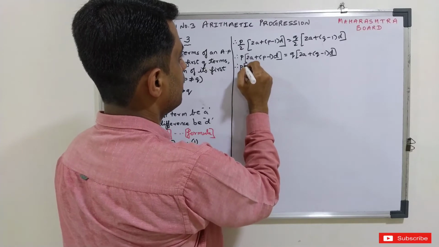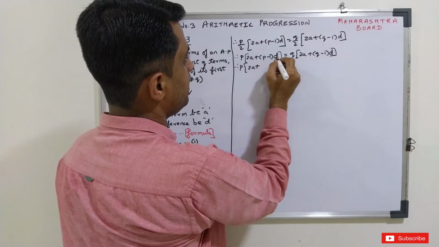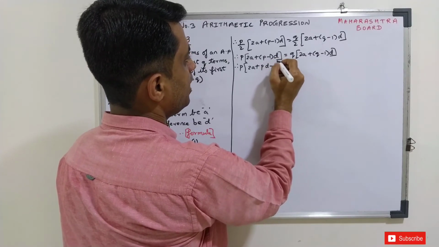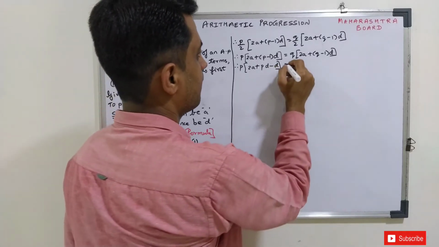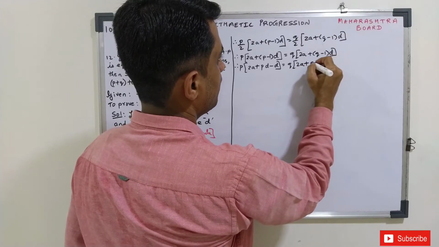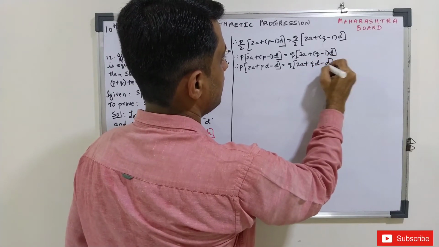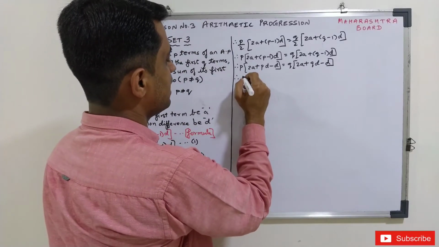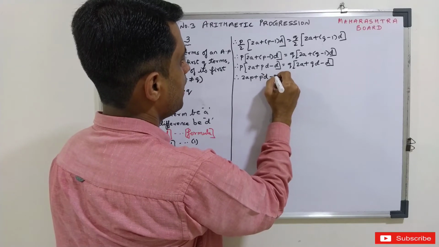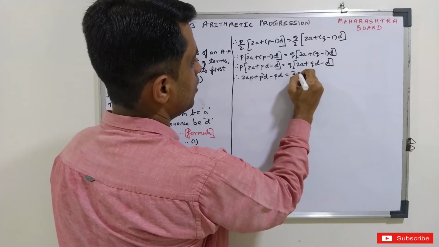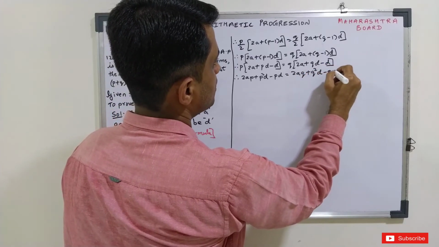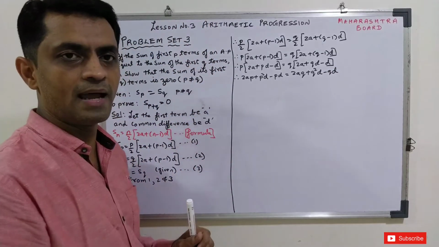Now let us open the bracket. 2A plus P into P, PD, minus D. Now here 2A plus Q into D, QD minus D. Now multiply P inside. What will you get? 2AP plus P square D minus PD is equal to 2AQ plus Q square D minus QD. So we have opened the bracket.